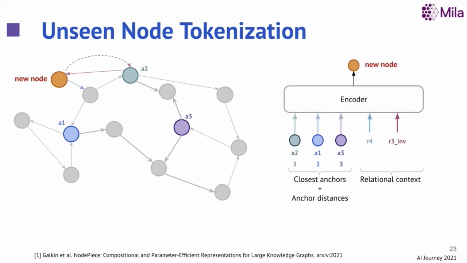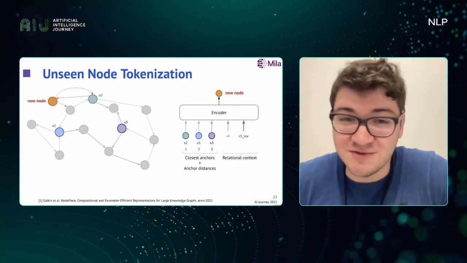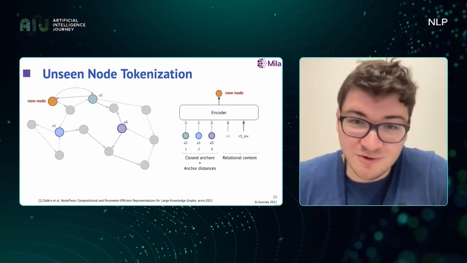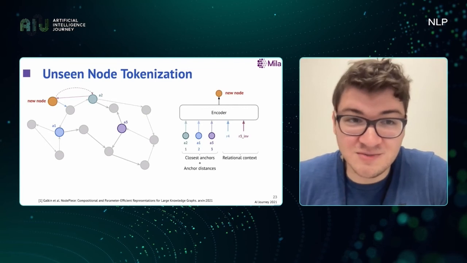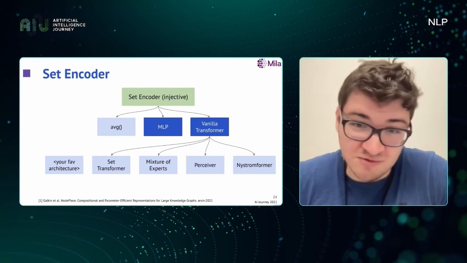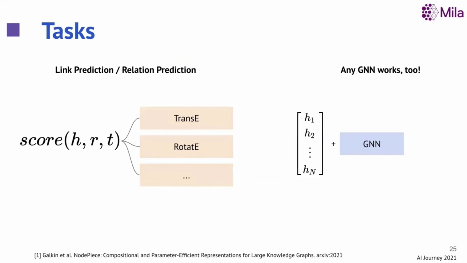Accordingly, we can use the learned model for our anchors and encode the new entity node. Since all the nodes are known, and unseen nodes are tokenized in similar ways, there is no difference between transductive and inductive setup. In this case, the set encoder, injective, may use any function: AVG, MLP, or vanilla transformer in any variation. Your favorite set pooling model, MLP, or transformers work equally well, but with different time costs.